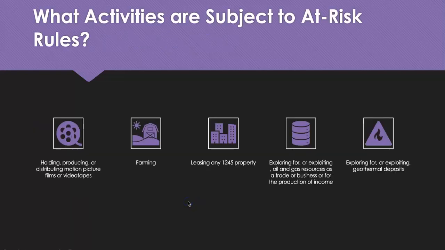So, what activities are subject to at-risk rules? There's quite a few, but some examples are holding, producing, or distributing motion picture films or videotapes, farming, leasing any type of 1245 property, exploring for or exploiting oil and gas resources as a trade or business or for the production of income, and also exploring for or exploiting geothermal deposits.